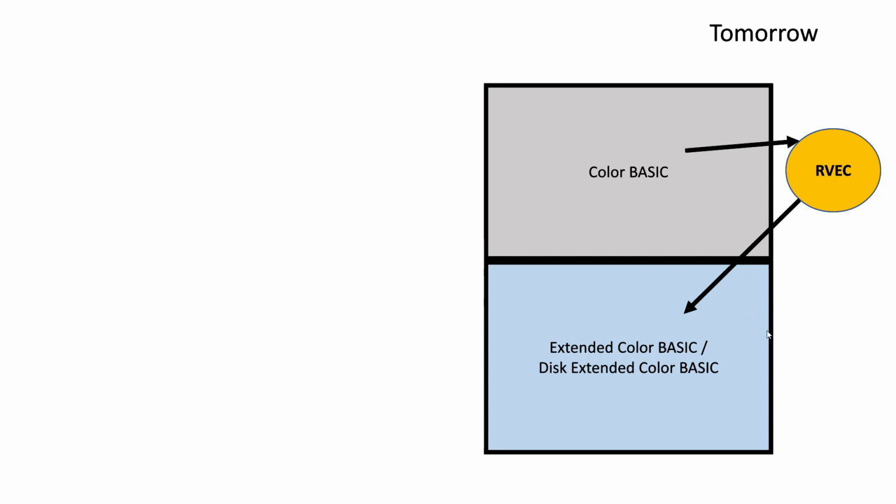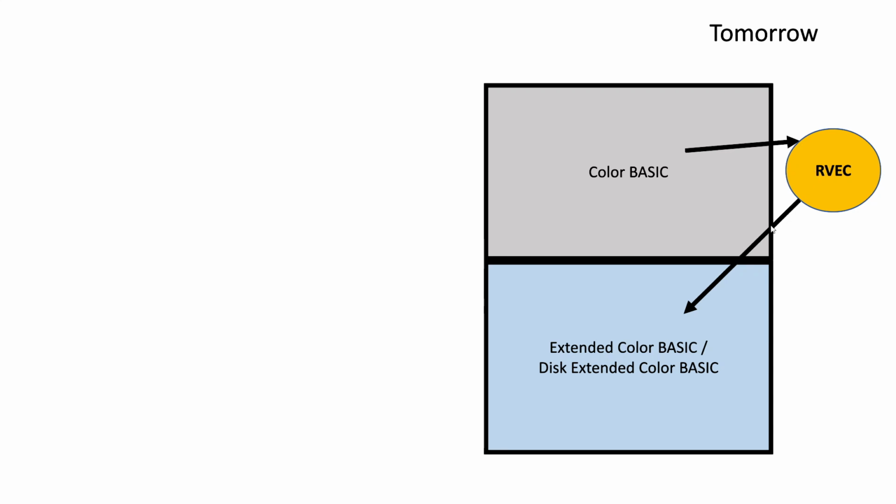And you can even have a chain of these things. So maybe Extended Color BASIC will have its own modification, Disk Extended Color BASIC will have its own modification. And then we could have a chain of these, but just for simplicity's sake, imagine we just have this one section and it has this one place that it can go.